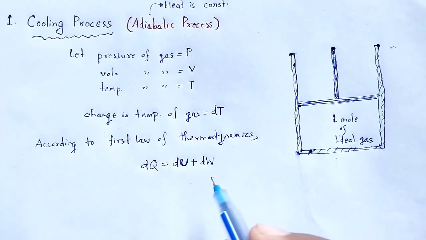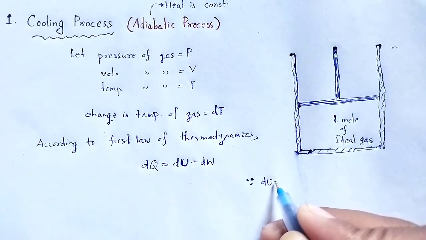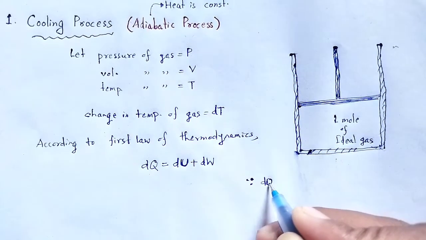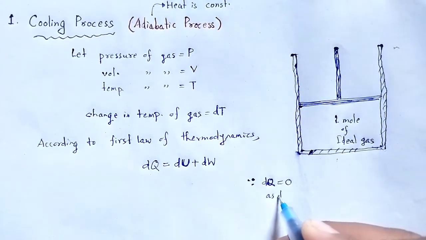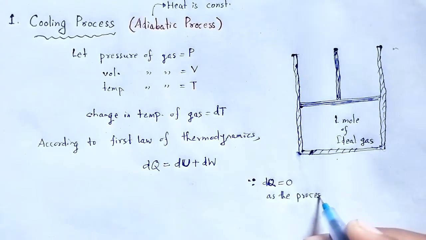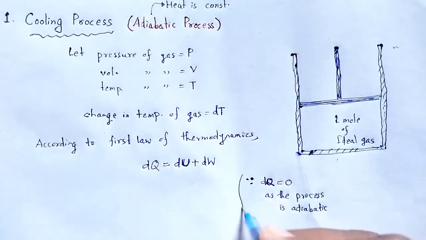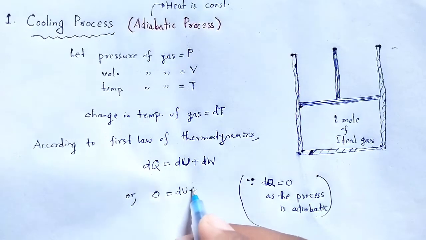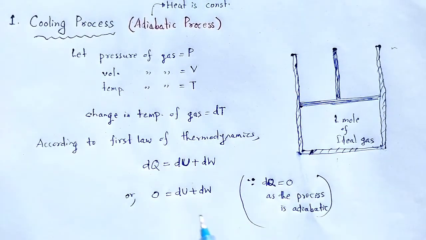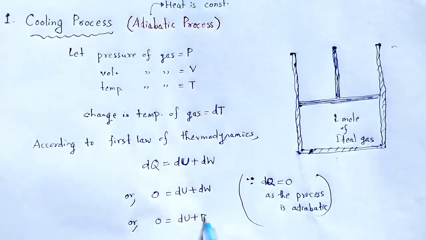Since it is an adiabatic process, the change in heat dQ will be 0 as the process is adiabatic. So, we write here 0 is equal to dU plus dW, dW is equal to PdV. So, we write 0 equals dU plus PdV.